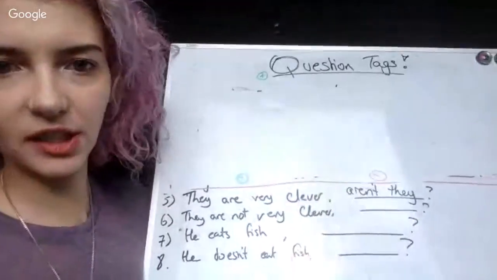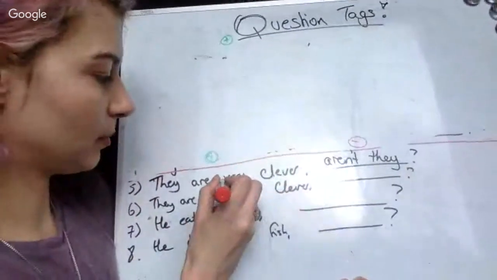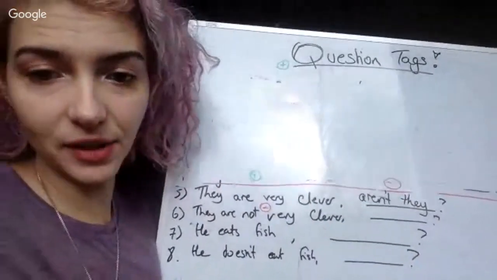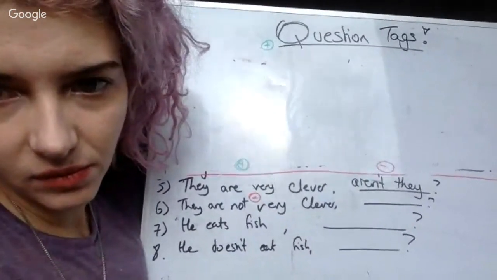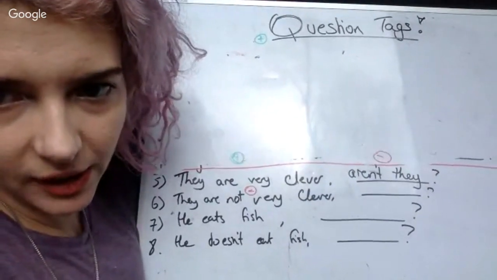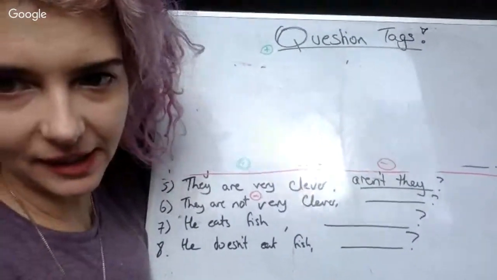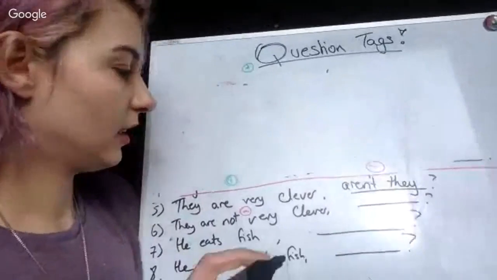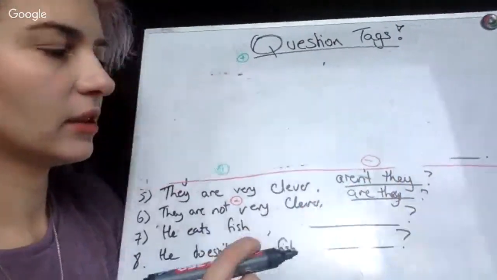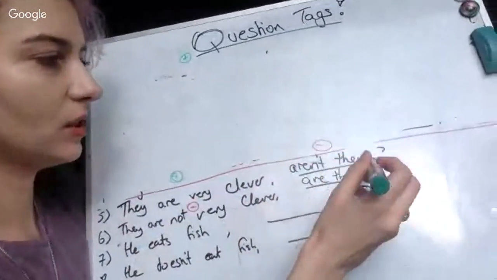All right. And what about now? Let's look at the next one. The next one is the same, but the other way around. So the first part is negative. They are not very clever. What's the question tag here? Let's have a look. Yeah, exactly. Good. So you guys have got the correct answer there. They are not very clever, are they? So we've got a negative first sentence and this time a positive question tag.